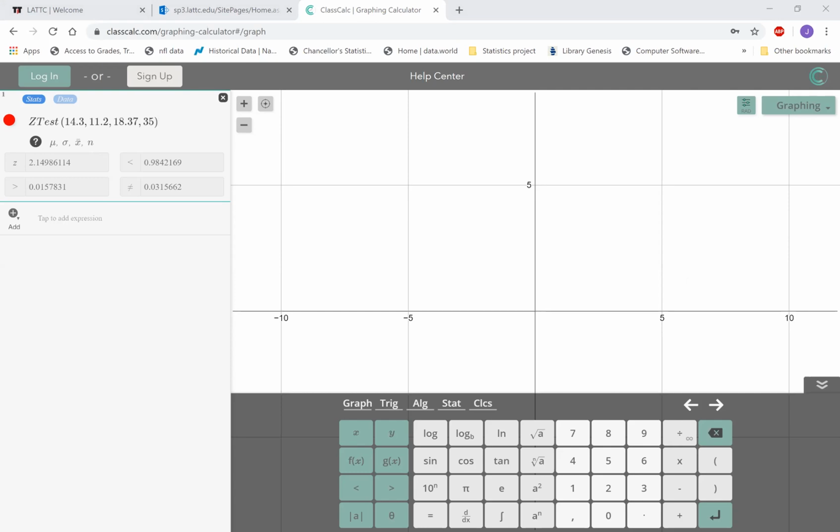Everybody go on z value and p value. Okay, so that's how you do it in ClassCalc. Let me show you how to do it with the TI-84.